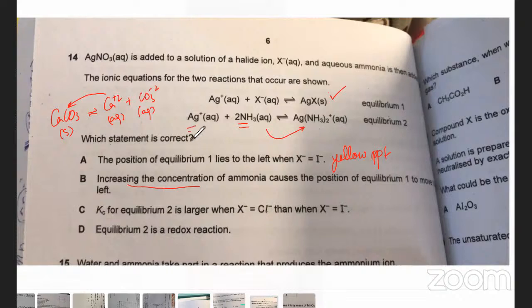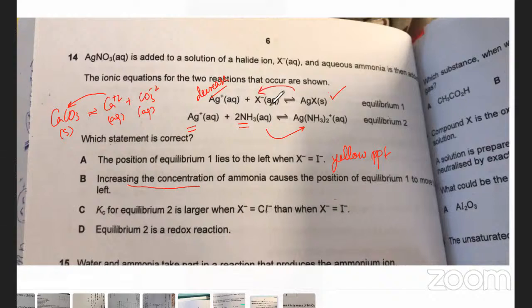So what will happen to the concentration of silver ions? Increase or decrease? Decrease. So it will decrease in the first reaction as well, because you're adding ammonia. In the solution, all the silver ions will move to the right, according to equilibrium number two. So the concentration of silver ion will decrease. Where would equilibrium one move if the concentration of silver ion decreases? Left. Backward, right?